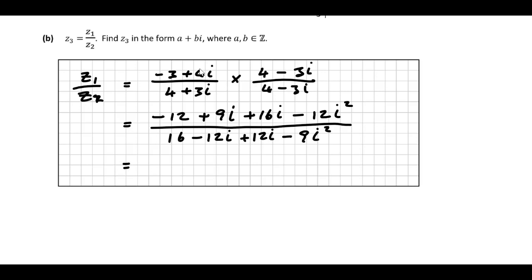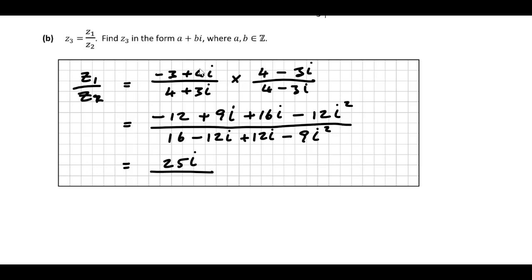Now let's do the top line first. Remember, i squared is minus 1, so minus times minus is plus, so this whole thing here just becomes plus 12. So we've got a minus 12 here, we've got a plus 12 here, so those two will just cancel each other out. We're left with 16i plus 9i, that's 25i on the top.